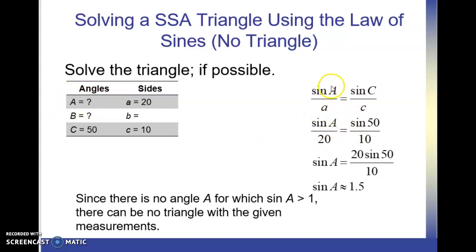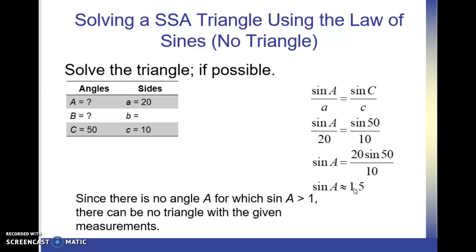So plug it into the ratio that contains the measure of angle A, sine A over the length of side A, which is 20. We're ready to solve for A. So cross multiplying, 20 times the sine of 50 and then dividing by 10. We find that the sine of A, after plugging this in your calculator and rounding to one place behind the decimal, is equal to approximately 1.5.